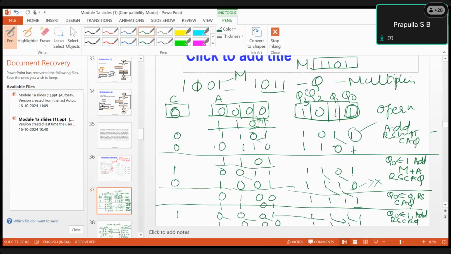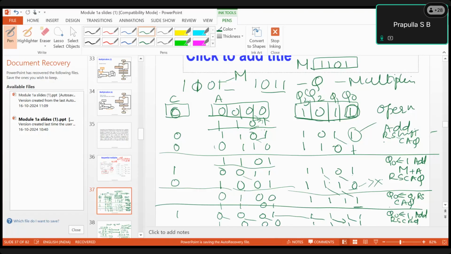So I have performed how many steps? 1, 2, 3, 4 steps. At the end of the 4th step, because there are 4 bits in my multiplier, I have to stop here. The product is present in registers A and Q together, that is A into Q. In A it is 1000 and in Q 1111.